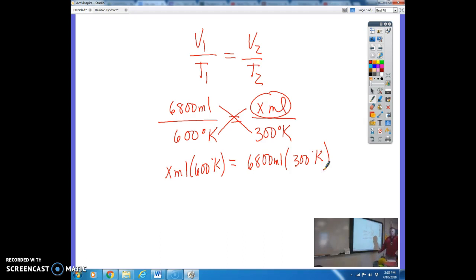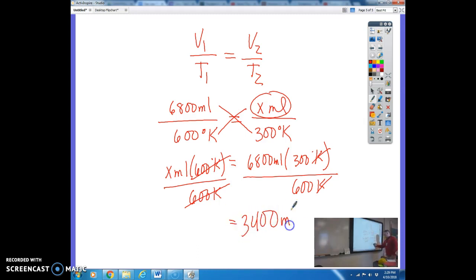Now we're back to the algebra. Get X by itself. 600 Kelvin cancels. 6,800 milliliters times 300 divided by 600 should give us 3,400 milliliters. Does that make sense? Okay, check your answer. Your temperature got cut in half, got colder. So if the temperature got cut in half, the volume should be cut in half, which is what we got.